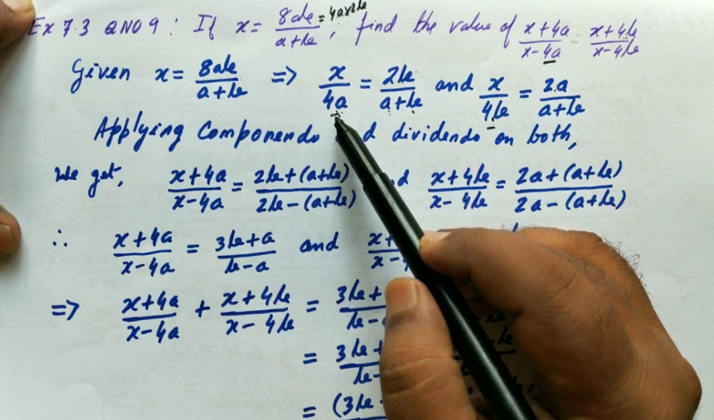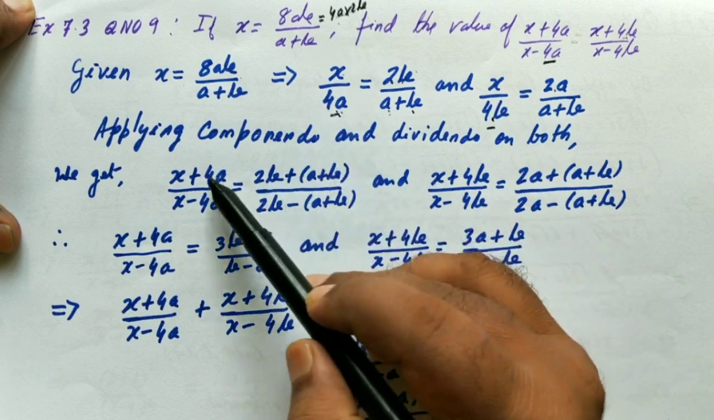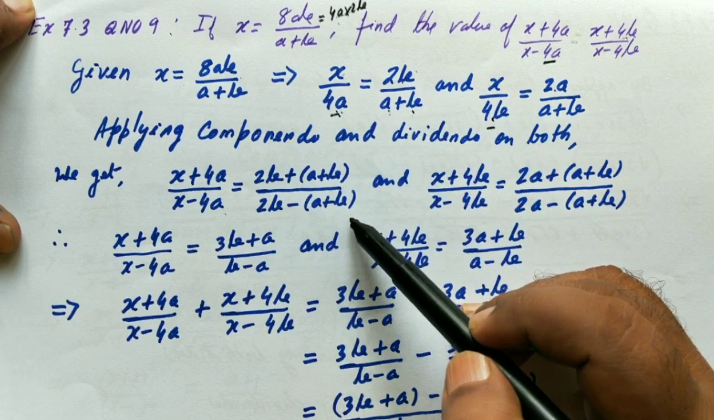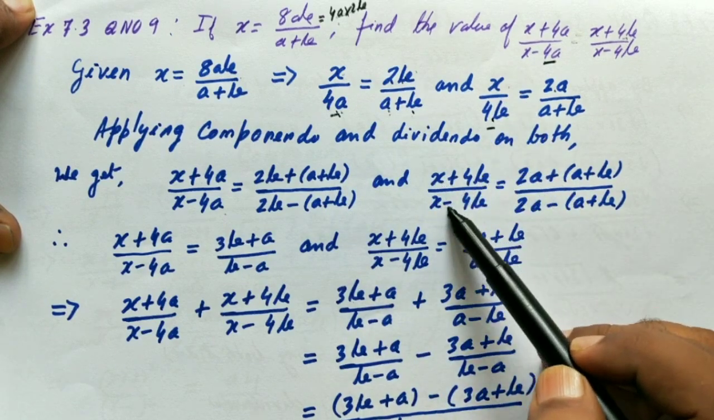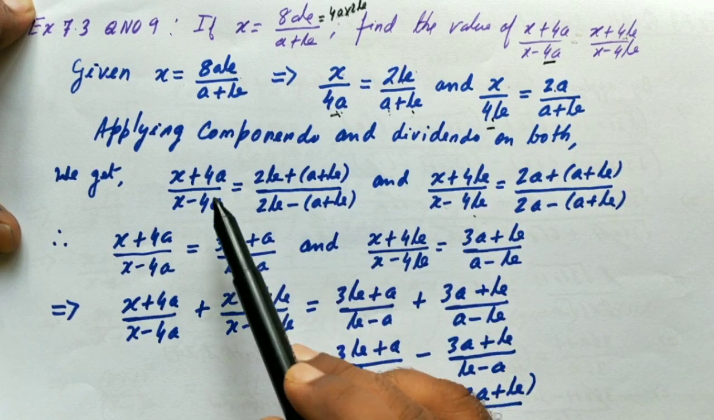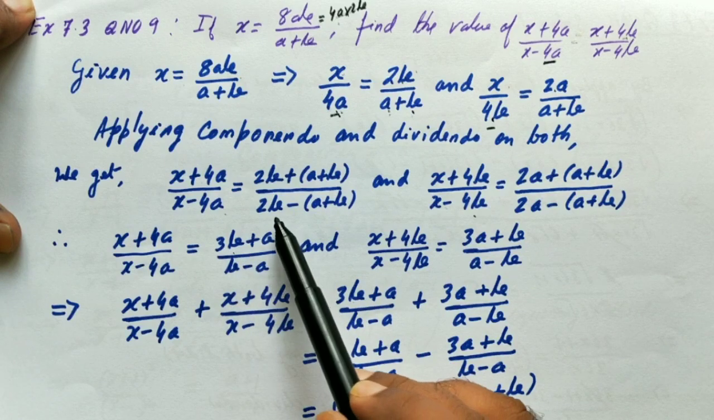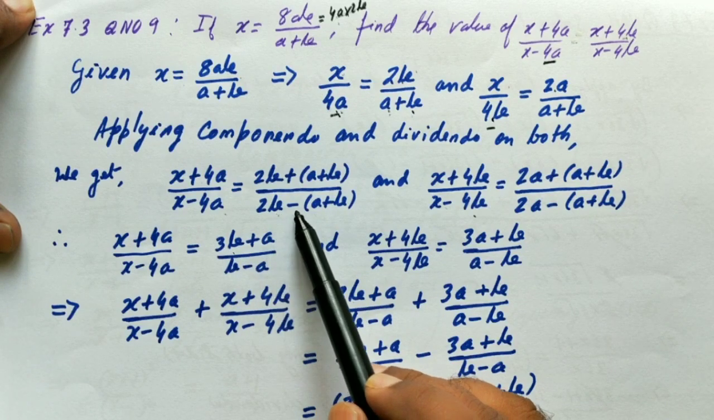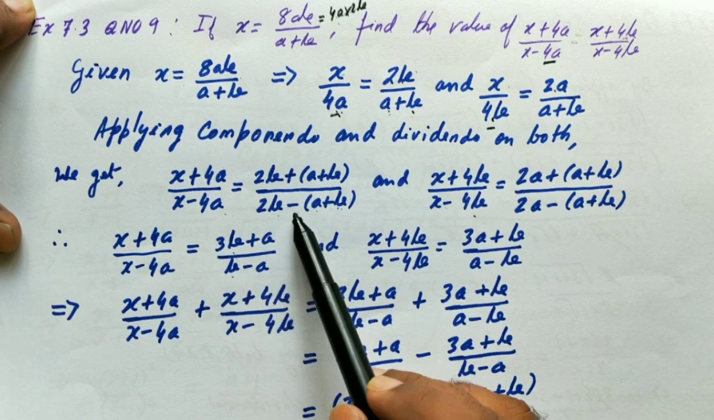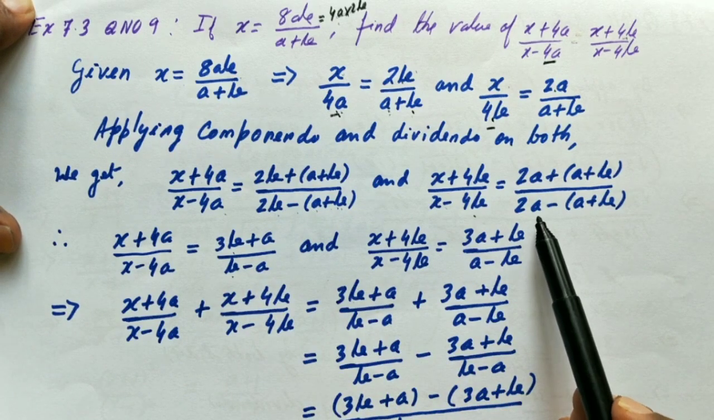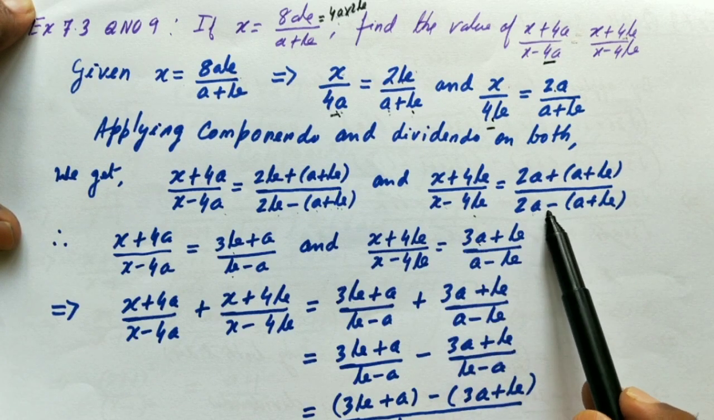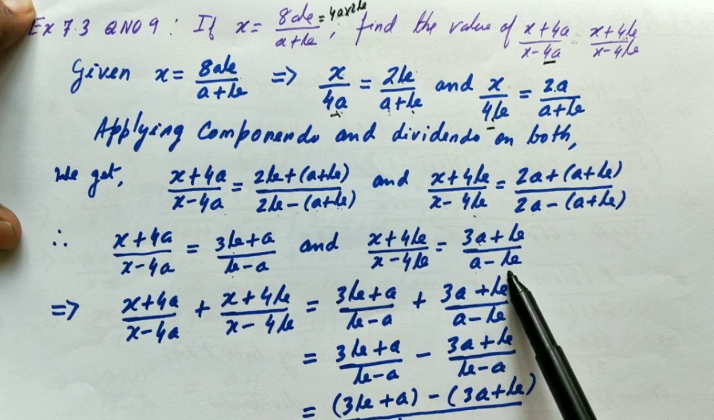Now applying componendo dividendo, x plus 4a by x minus 4a, 2b plus a plus b, 2b minus a plus b. Similarly here also, x plus 4b by x minus 4b, 2a plus a plus b and 2a minus a plus b. So here 2b plus b is 3b, and 2b minus a minus b, 2b minus b is b, and minus a is here. Similarly here, 2a plus a is 3a, 2a minus a is a, minus b is here.